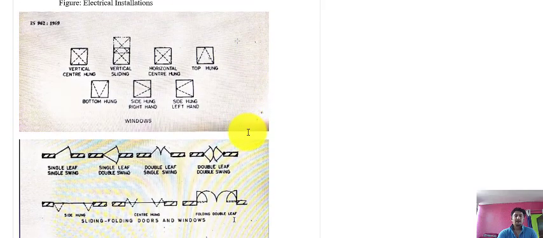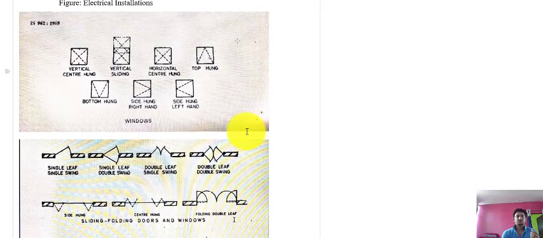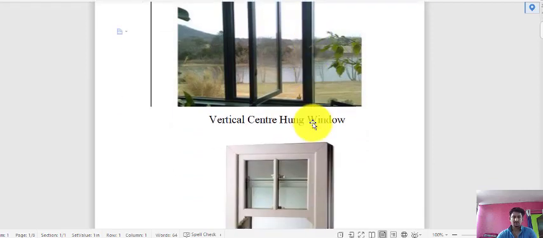Now we come to the important part, doors and windows. First comes the vertical center hung window. The symbol of that window is like this. What is a vertical center hung window? I will show you the drawing for that. This type of window is known as a vertical center hung window. It is hanging vertically in the center position, and it can move like this and like this.